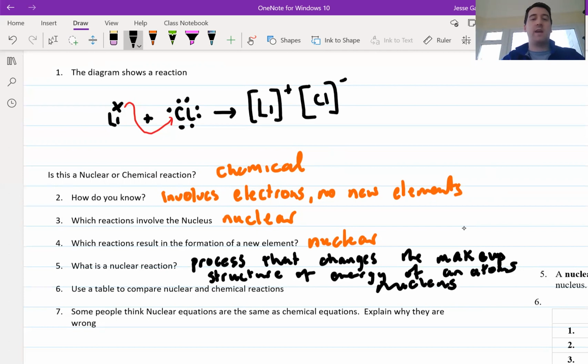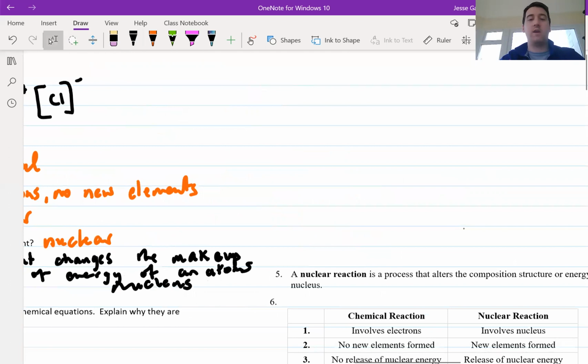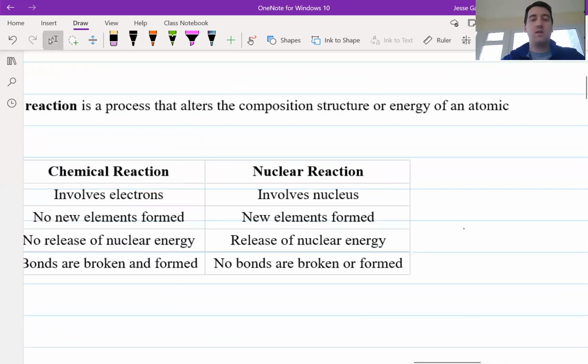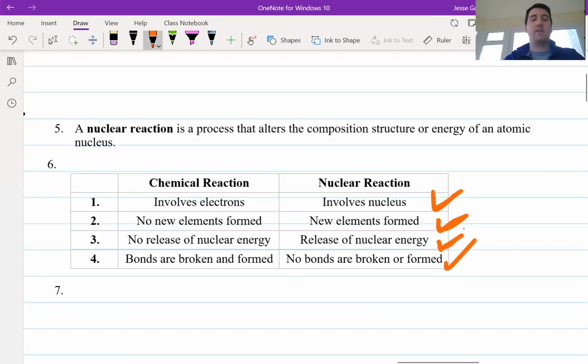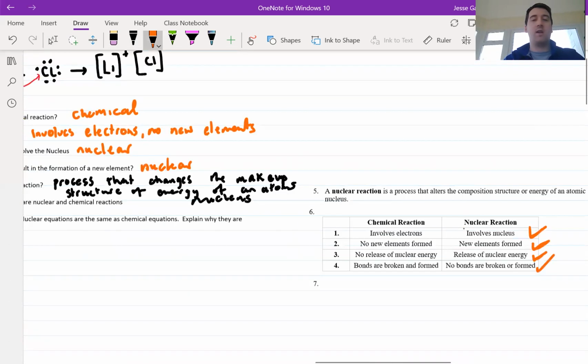Number 6, use a table to compare nuclear and chemical reactions. So I have that over here. Here is your table. So could you reproduce it from memory? If you could, great. Even if you could only do like 3 of the lines, great. And maybe you'll remember the other ones the next time. But the more detail we can remember each time, the better. The main thing is that we're not copying. If you're copying, you're not going to learn anything.